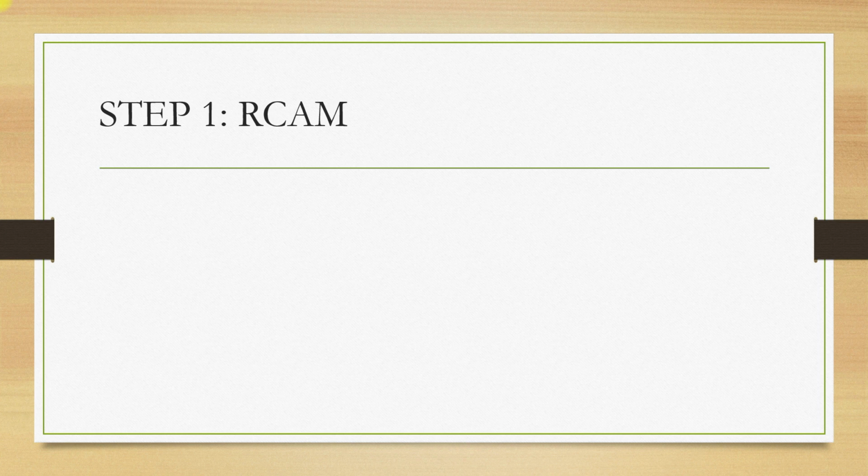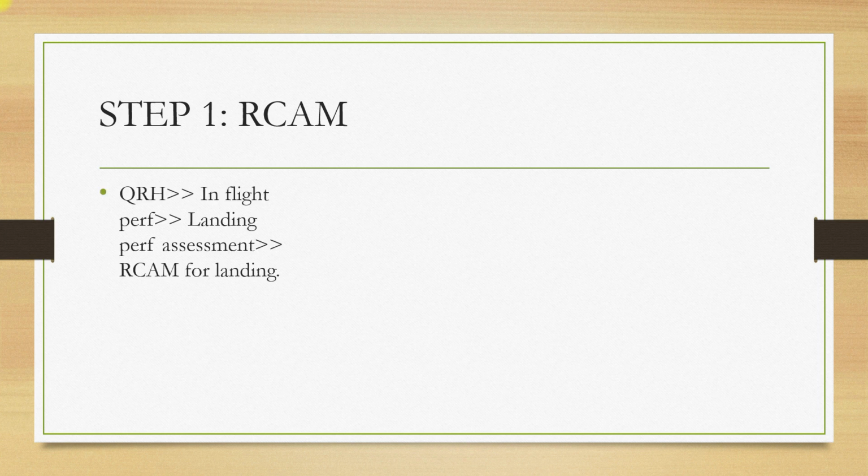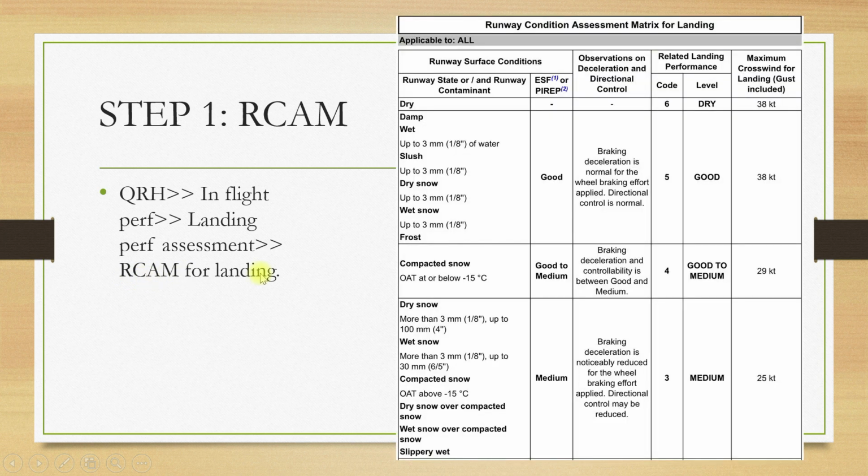So the first step is RCAM. RCAM stands for Runway Condition Assessment Matrix. So the first step is to analyze what runway condition we are talking about. For that, go to QRH, in-flight performance, landing performance assessment, and then runway condition assessment matrix for landing. You'll see a table like this. And since our runway condition is dry, our code is 6. Note down this code in your notebook.